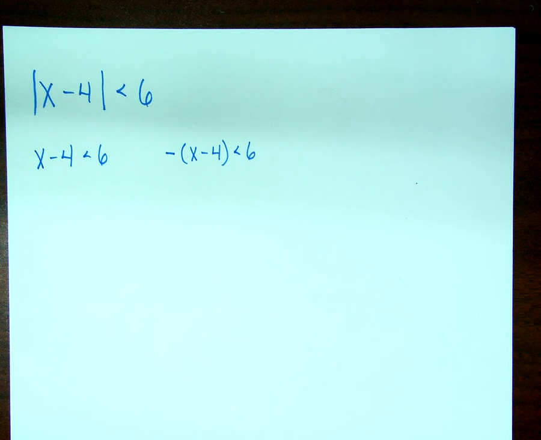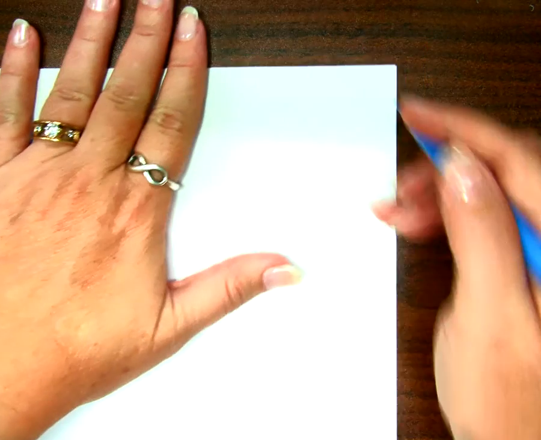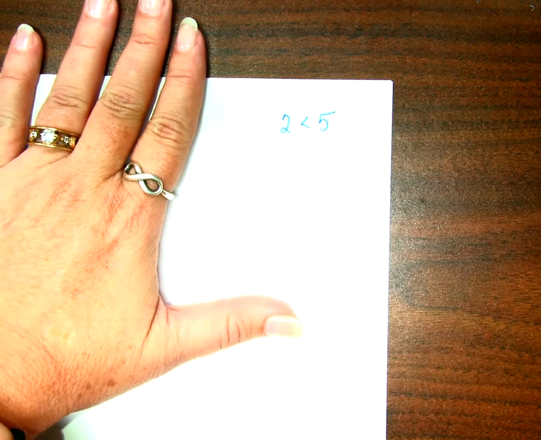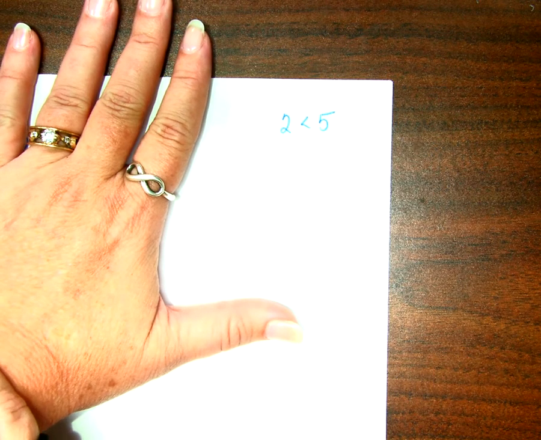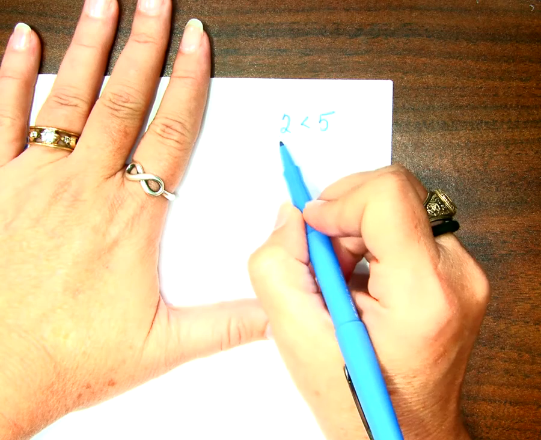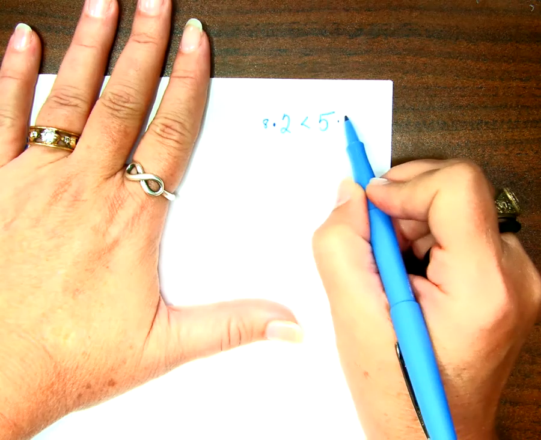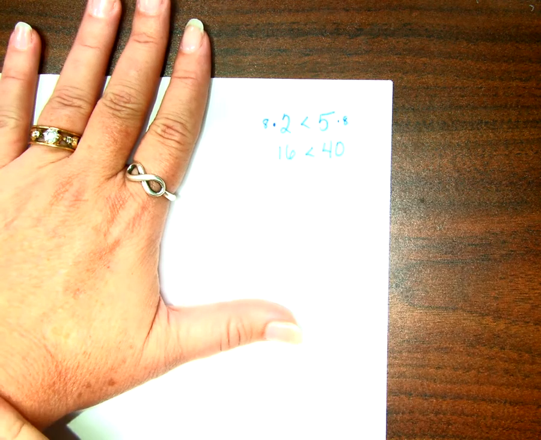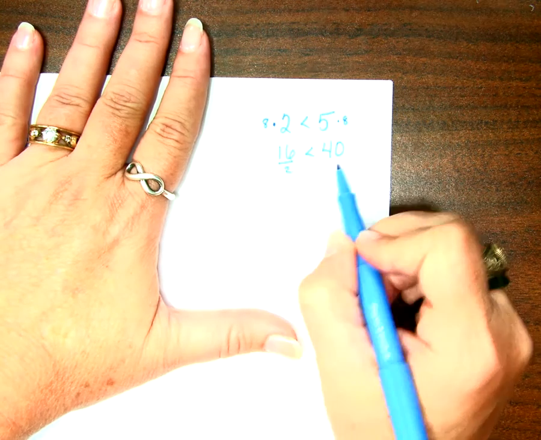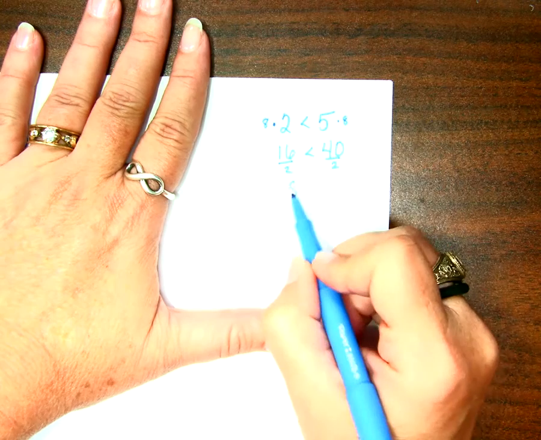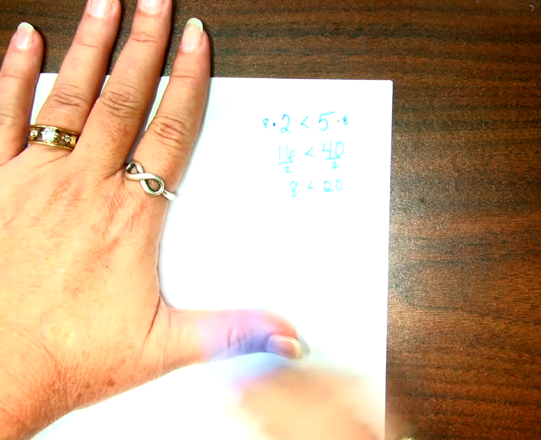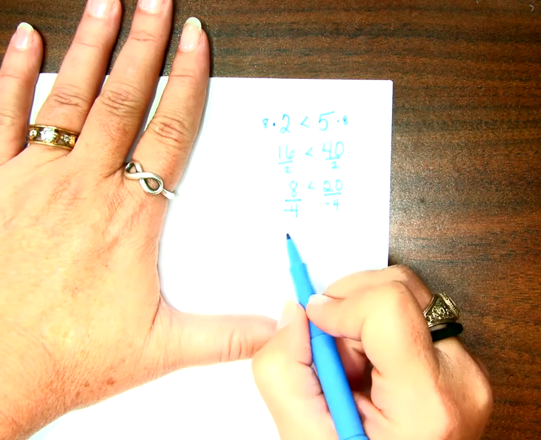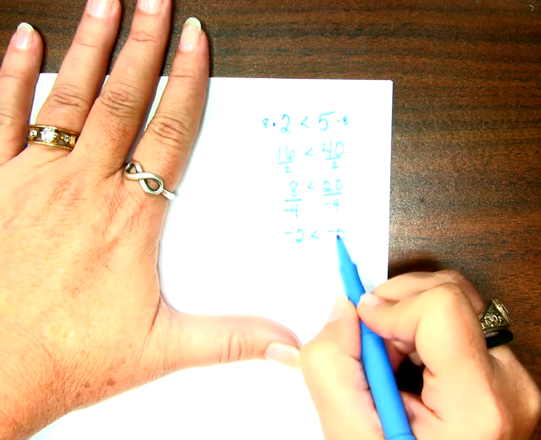Can we take a commercial break real fast? Okay, here's the commercial break. Is this a true statement? Is 2 less than 5? Yes. What if I multiplied both sides by 8? Is 16 still less than 40? Okay. What if I divide both sides by 2? A positive number, right? Is 8 still less than 20? What if I divide both sides by a negative 4? Is negative 2 less than negative 5?